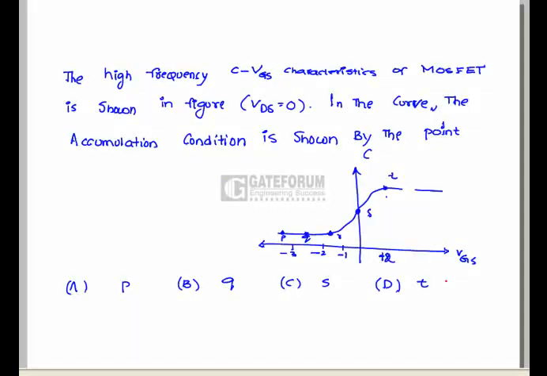Question is, from the high frequency CV characteristics of a MOSFET given in the figure, we need to identify which point indicates the accumulation condition. From the given diagram, the characteristics are of a p-type MOSFET, because the threshold voltage is negative. Hence, the characteristics are the p-type MOSFET characteristics.